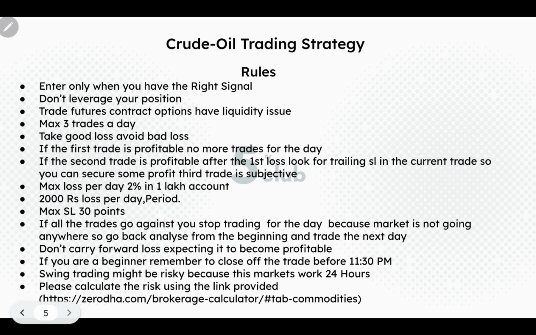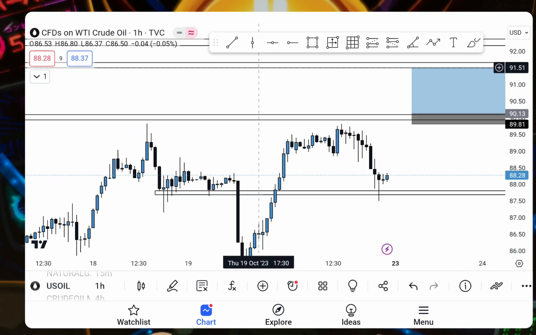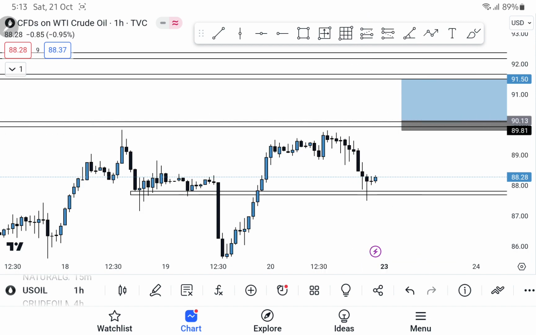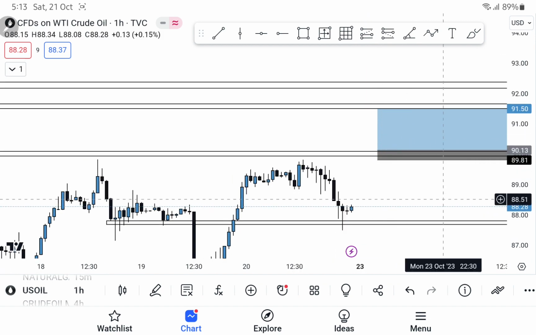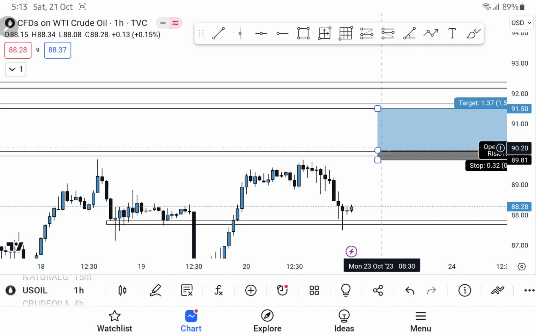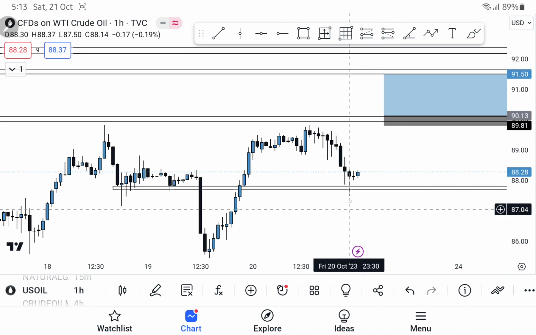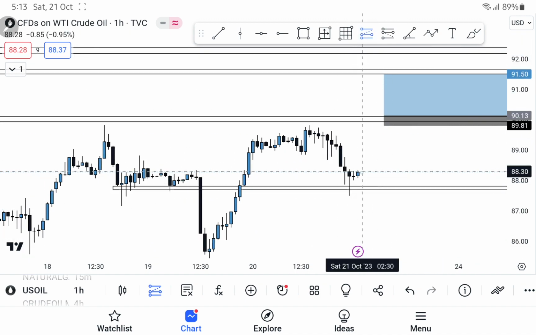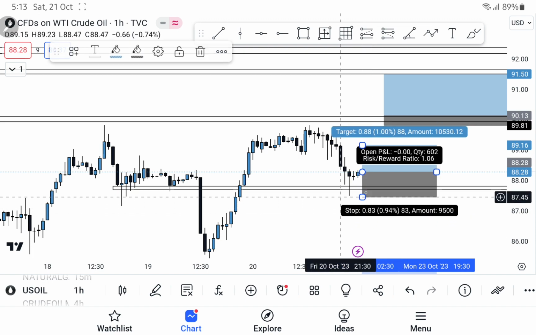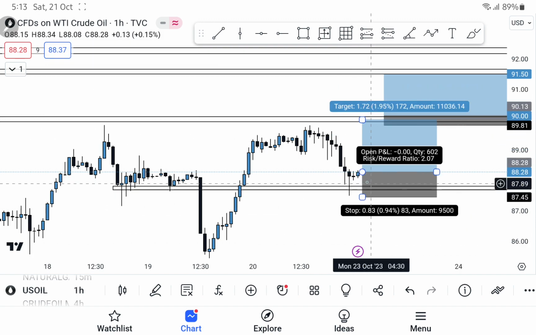Okay, the rules are, you have to enter only when you have the right signal. What is the right signal? The right signal is the market should come up, spend some time here, and then go up. It should spend one or two candles, it forms here, then see, here it is formed. This is a very good place to enter. I'm telling you, enter below the swing, catch.